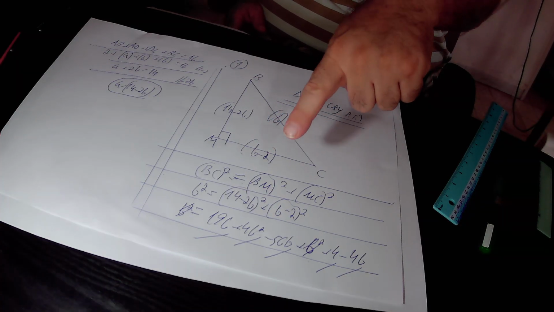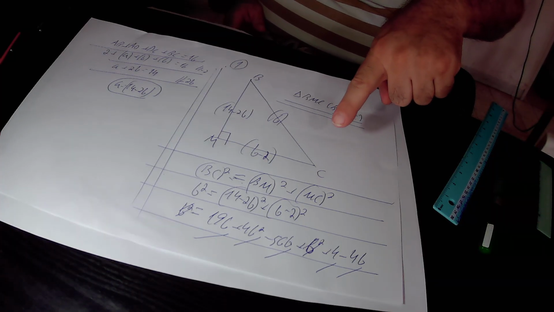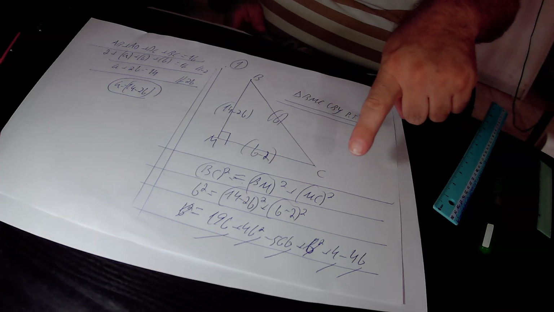(2b) squared, (2b) squared is 4b squared, plus (b minus 2) squared. (b minus 2) squared equals b squared, plus 2 squared, that is 4, plus 2 times b times 2, that is minus 4b.